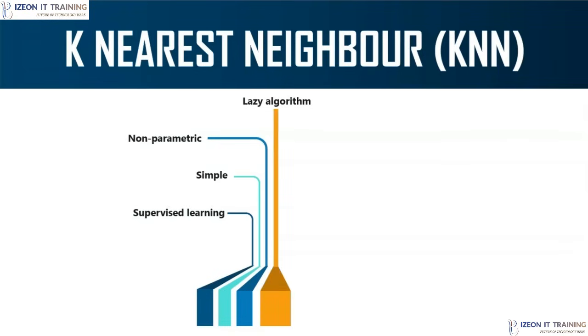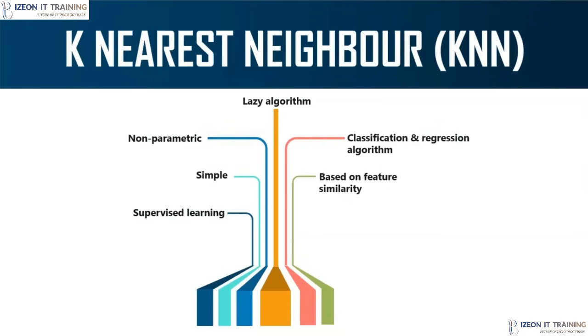Another feature is that it is a lazy algorithm. Now, lazy algorithm basically is any algorithm that memorizes the training set instead of learning a discriminative function from the training data. Okay. Now, even though KNN is mainly a classification algorithm, it can also be used for regression cases, right? So KNN is actually both a classification and a regression algorithm, but mostly you'll see that it will be used only for classification problems.